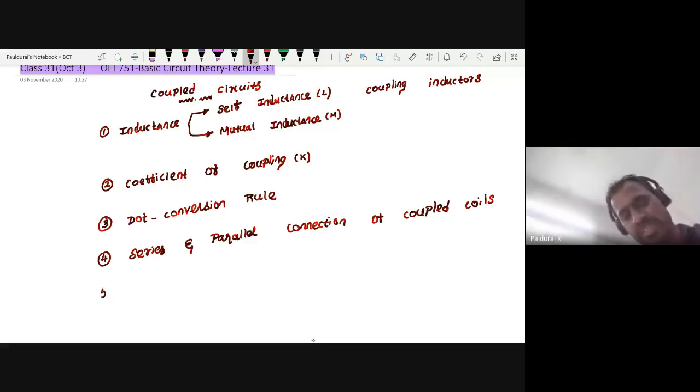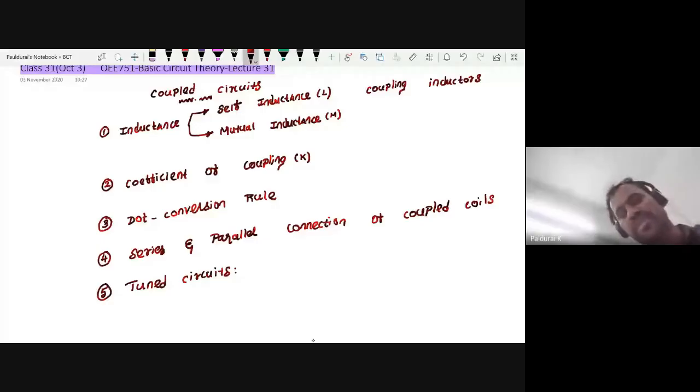Quite interesting. And my final topic is tuned circuits, an application of coupled circuits. One important application, as we discussed earlier, is in your FM: you are changing the knob, and inside there is a tuned circuit. It is called tuned because you are tuning to a particular frequency, it may be 93.5 or 98.3. That is what is called tuned circuits.